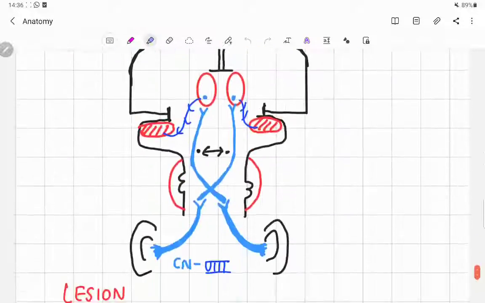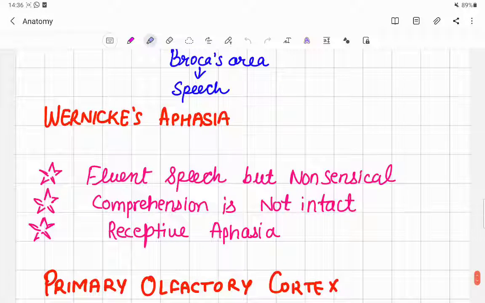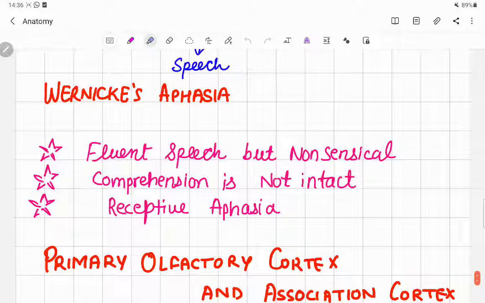All right, now let us move on to the next part, and that is Wernicke's aphasia. This is a disease similar to what we have seen in Broca's aphasia, but a little bit the opposite. In Broca's aphasia, we do not have fluent speech, but the patient says sensical things. But in Wernicke's aphasia, since the patient is not able to interpret the information, the speech he is giving out is fluent, but it is nonsensical. Comprehension is not intact, and he or she also shows repetitive aphasia.